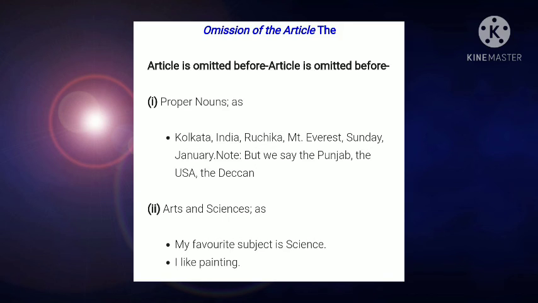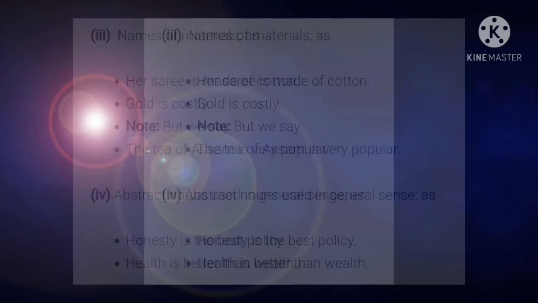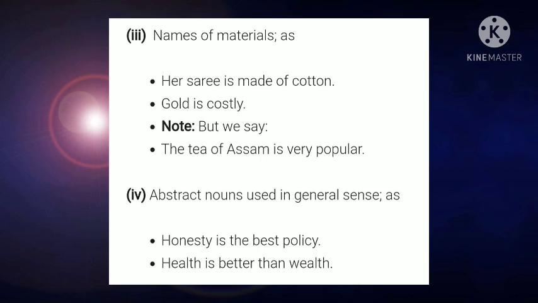And condition number two. Whenever you refer to arts and sciences, for example, my favorite subject is science. I like painting. Whenever you refer to these types of sentences, we must not use the in the sentence. Then see the third condition. Names of materials. Whenever you tell the names of materials, we should not use the article the. Her sari is made of cotton. Here we are not using the. Gold is costly. Here we do not use the article the.